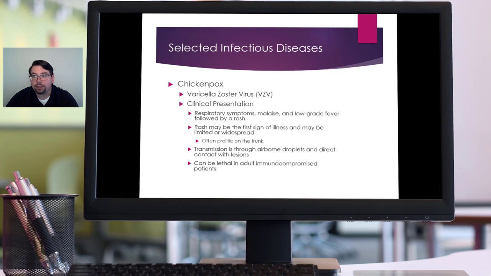The rash may be the first sign of the illness and may be limited, or it could be widespread. So it could be limited to a localized area, or it could be spread throughout the entire patient. Typically, we see them on the trunk, like on the chest and areas that are warm. We also know that transmission through airborne droplets and direct contact with lesions are possible. People used to think, well, in order to get chickenpox, you actually had to touch the chickenpox. No, it's again spread by droplets. So again, being in the back of a confined-space ambulance for transport without precautions is a potential risk.